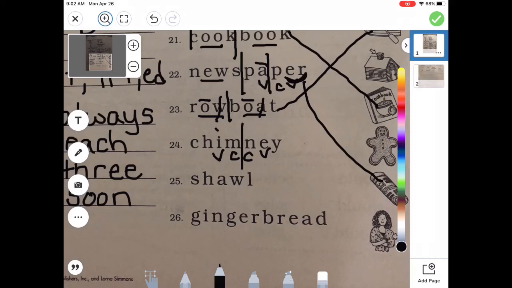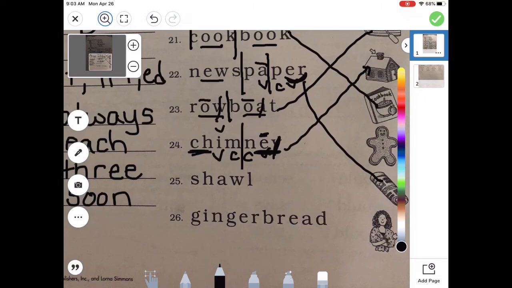My I in front of my M is short. I've got to underline the CH, so chim, and then underline the EY, and I know that's going to be a long E, sneaky Y, n-E, chimney. So to go right up here, if you look at the house, it's pointing at the top to the chimney.